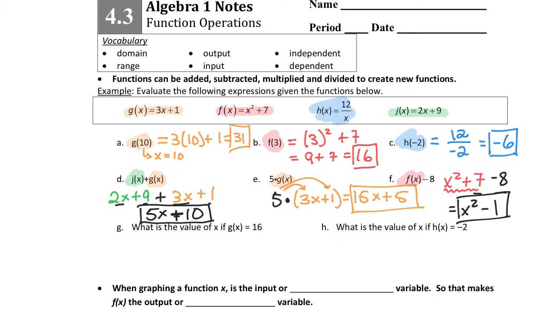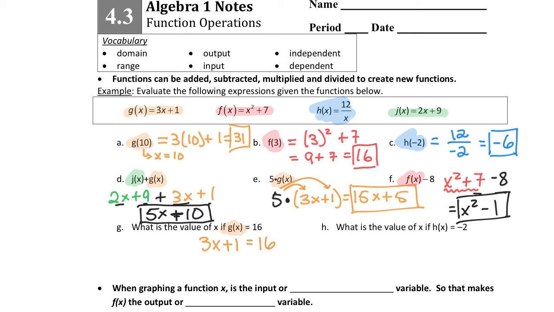For the last two examples, same process, but this time we do have an equal sign. Notice this one says we want to find the value of x when it equals 16. So we are going to actually solve an equation in these, whereas in the others we were just combining expressions or values. Here we actually do have an equal sign, so we will be solving. It's the same process. I'm going to replace that g of x with its value. So I get 3x plus 1 is going to equal that 16.